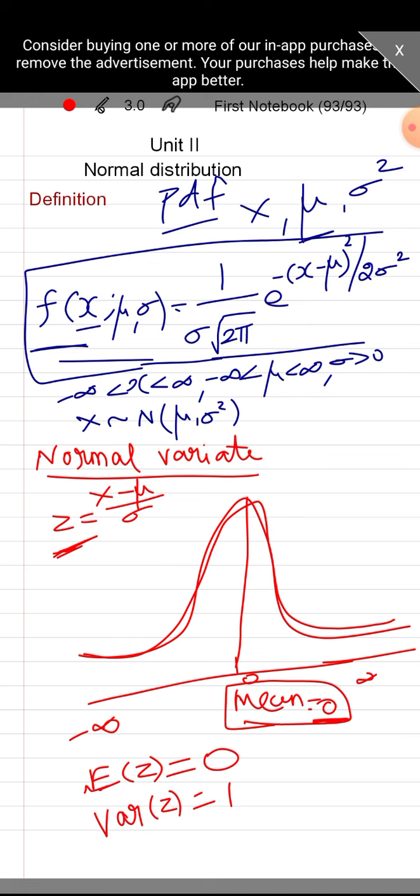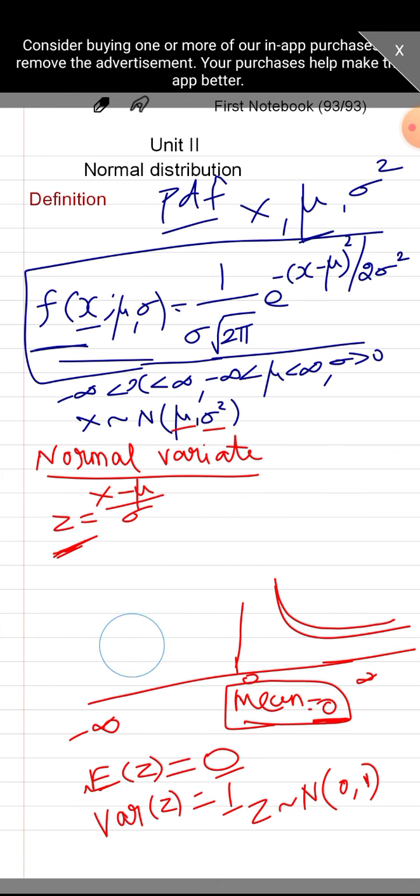so this is the normal variate z equal to x minus mu divided by sigma, and expectation of z is 0 and variance of z is 1. So z follows the normal distribution with the parameters mu comma sigma square. So mu is mean, so that is 0, and variance is sigma square, so that is 1, 0 comma 1. So z follows normal distribution of 0, 1. Okay.